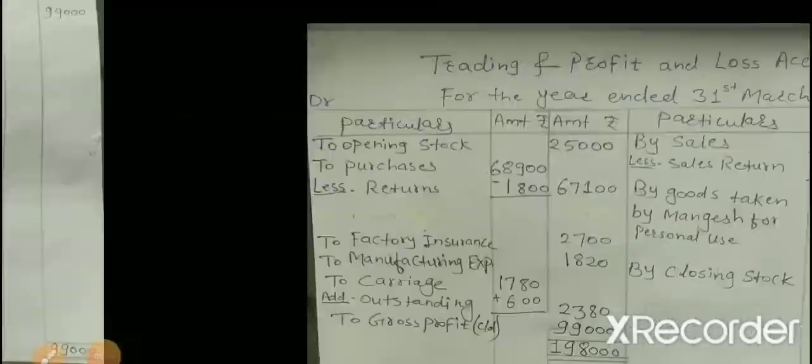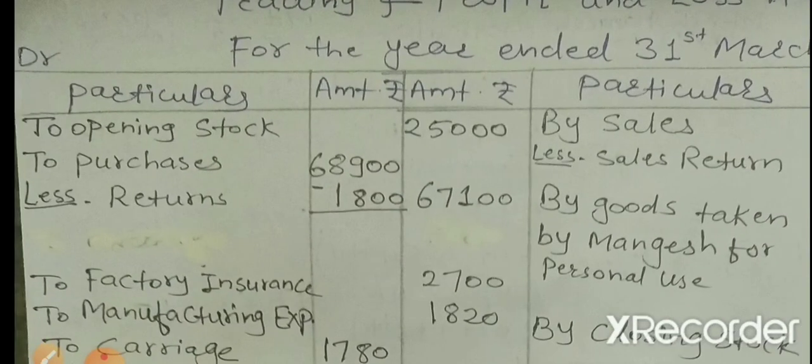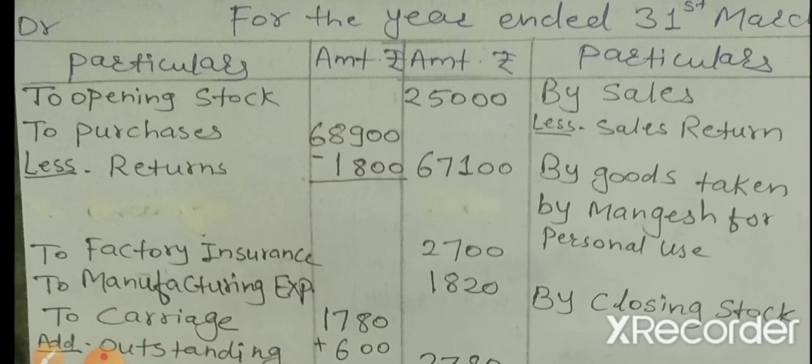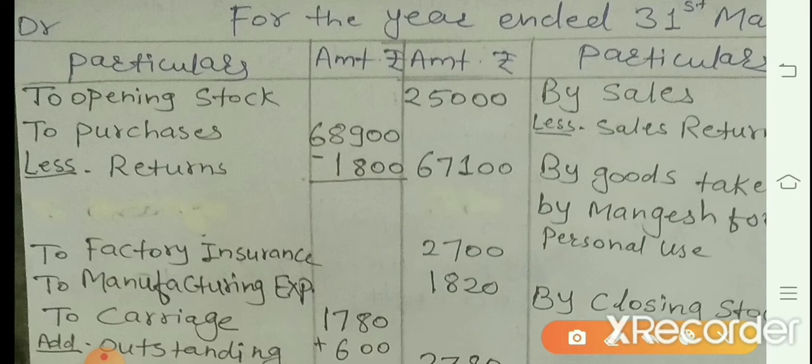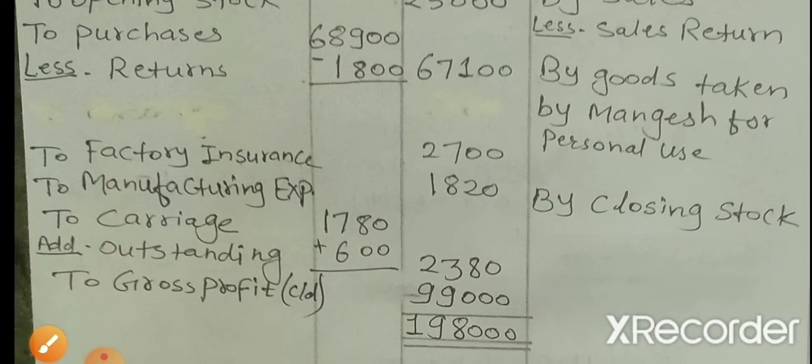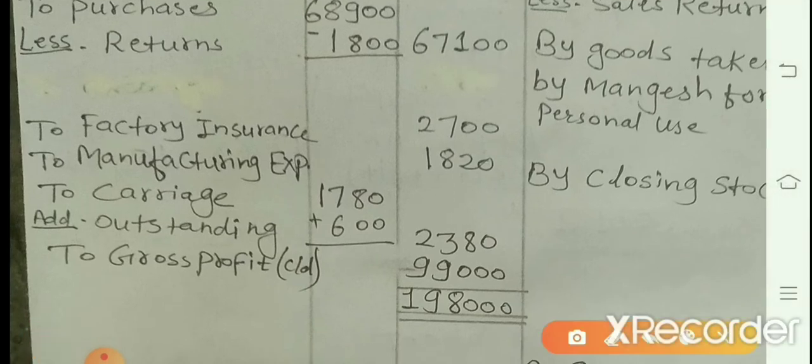The debit side first. To opening stock 25,000. To purchases 68,900 was the gross amount. From this amount we deducted the returns. By this way, net amount on outer column of purchases is 67,100. Next, factory insurance 2,700. To manufacturing expenses 1,820. Next, to carriage 1,780. Outstanding amount is added to this item and net amount is now 2,380.